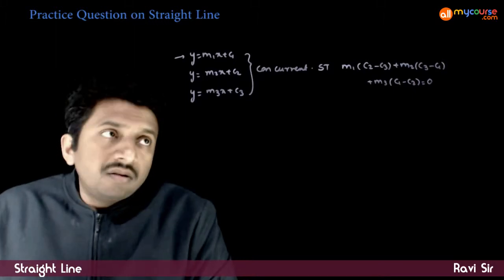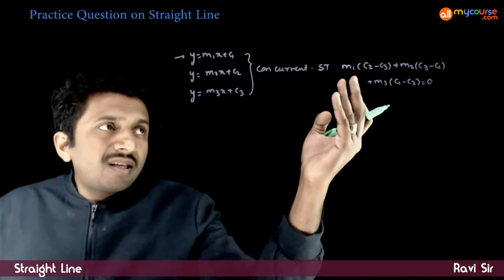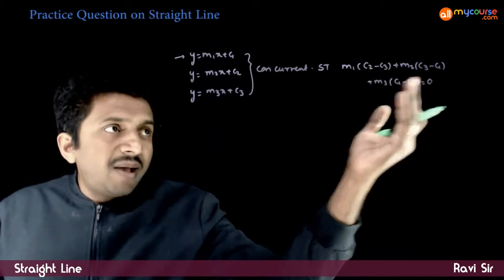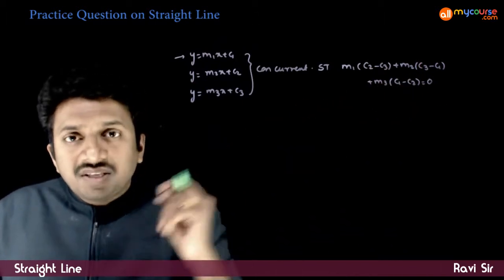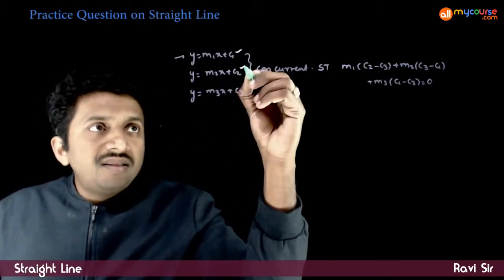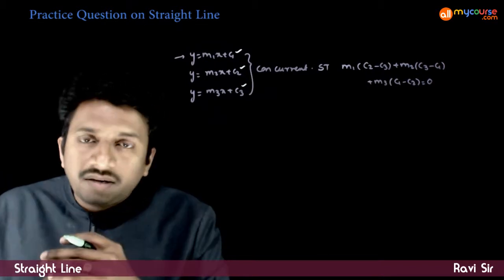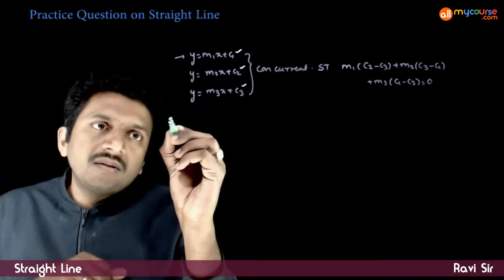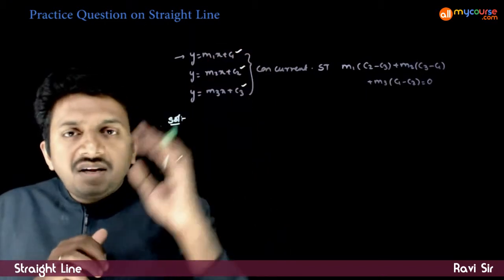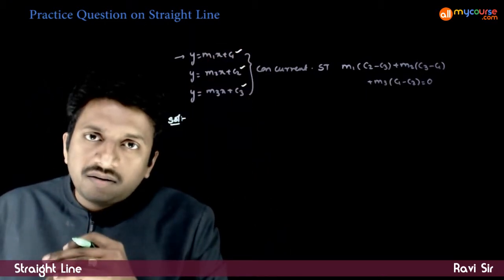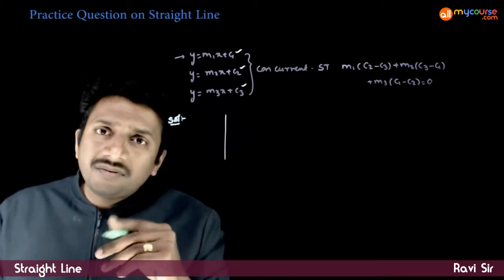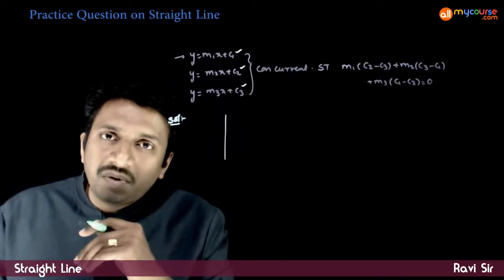In this question, you're asked to show that m1 times (c2 minus c3) plus m2 times (c3 minus c1) plus m3 times (c1 minus c2) is equal to 0 if these three lines are concurrent. So if these three lines are concurrent, what is the condition? The condition is that the determinant of the coefficients has to be equal to 0.